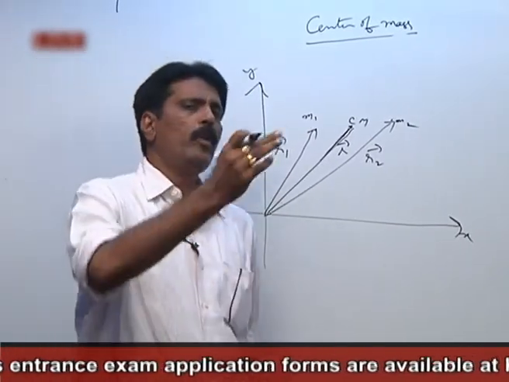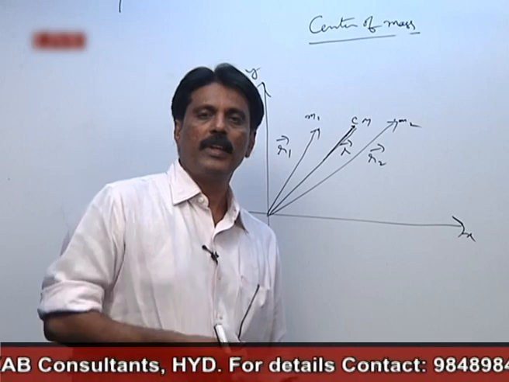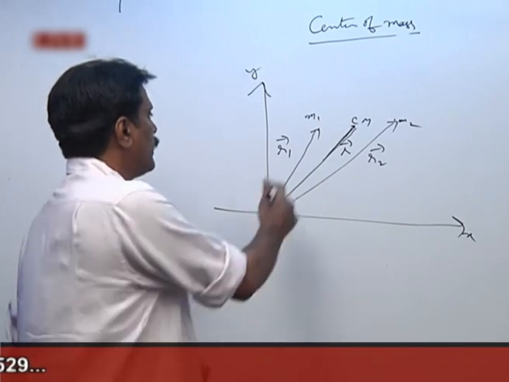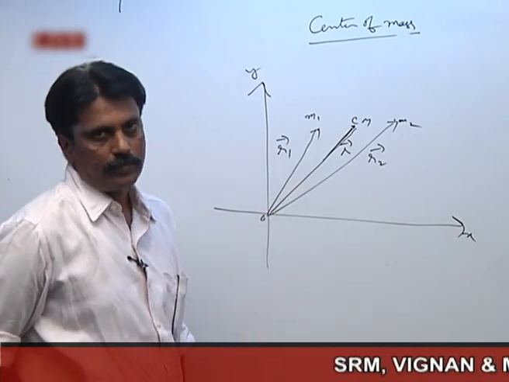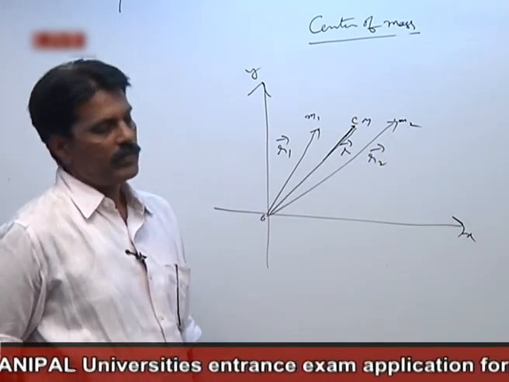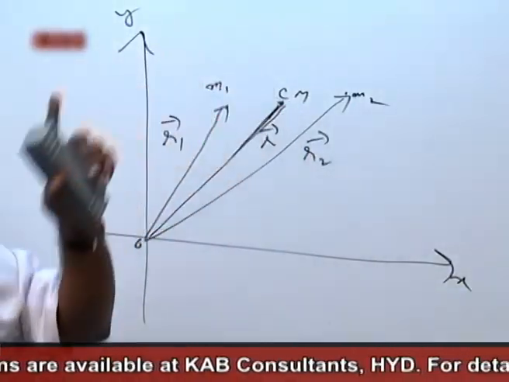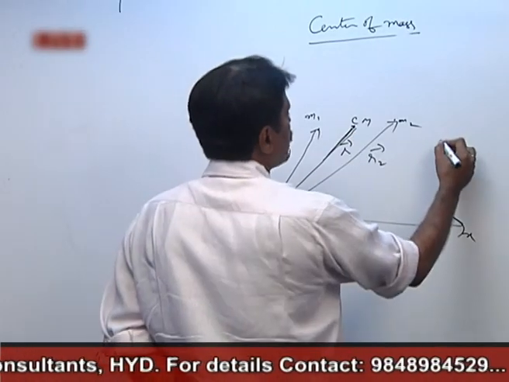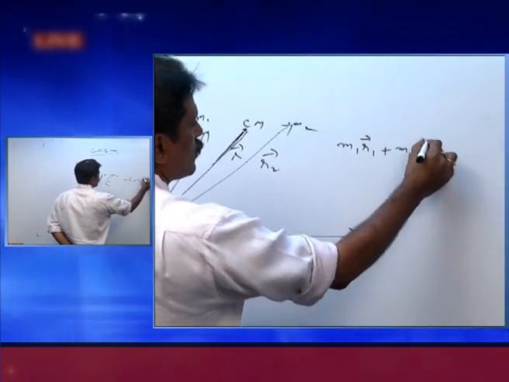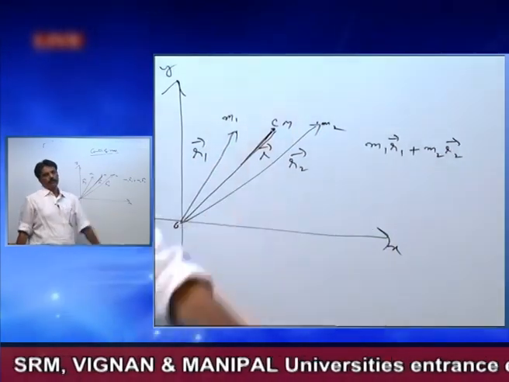Moment of a particle about a point is nothing but the product of the mass of the particle and the perpendicular distance of the particle from the given point. For example, moment of this mass about the origin would be equal to m1 r1. Moment of m2 with respect to origin would be m2 r2. Moment of center of mass is mass of center of mass into r. So, the sum of the moments of m1 and m2 is m1 r1 plus m2 r2.